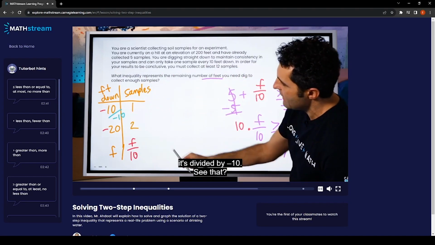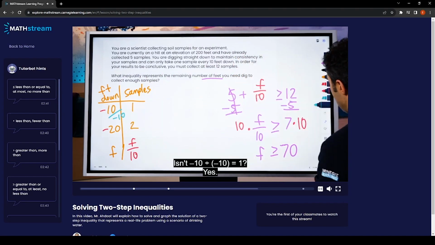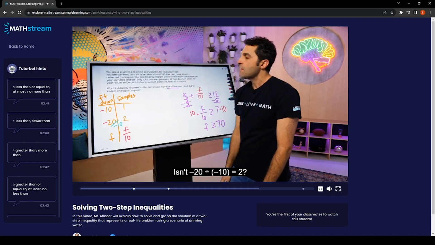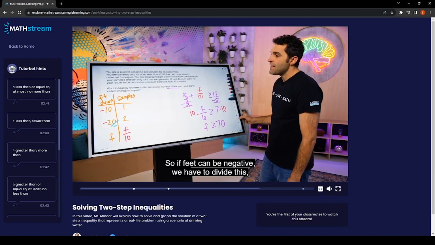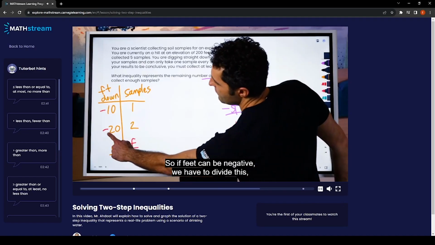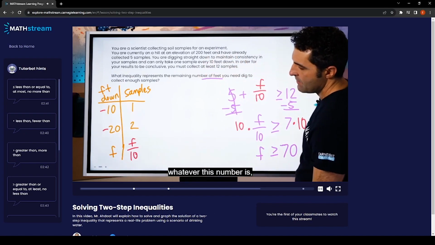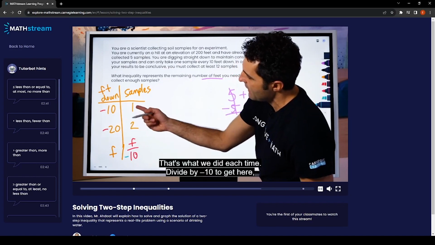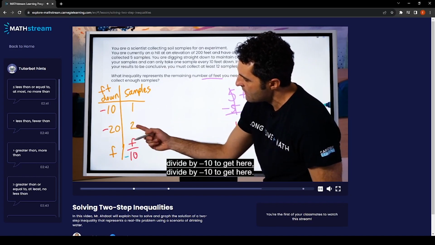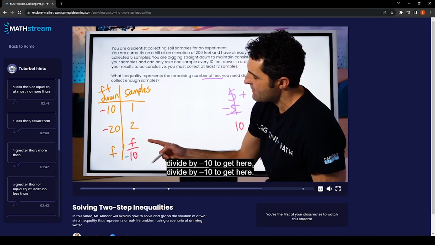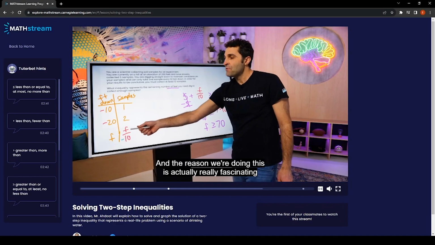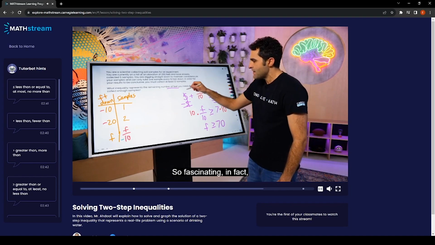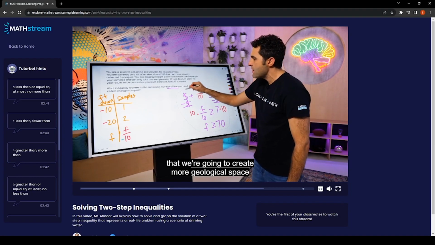See that? Isn't negative 10 divided by negative 10 1? Yes. Isn't negative 20 divided by negative 10 2? Yes. So if feet can be negative, we have to divide this, whatever this number is, by negative 10. That's what we did each time. Divide by negative 10 to get here, divide by negative 10 to get here, divide by negative 10 to get here. And the reason we're doing this is actually really fascinating on a scientific level. So fascinating, in fact, that we're going to create more geological space for the problem.